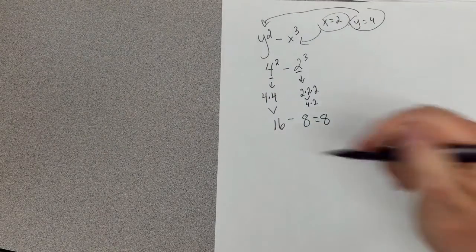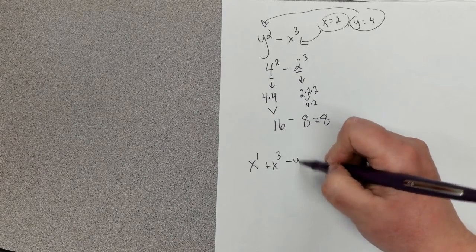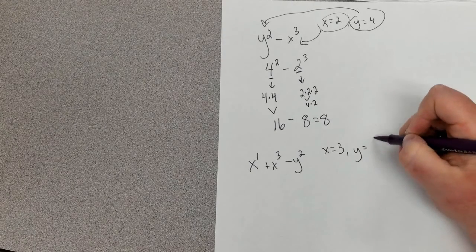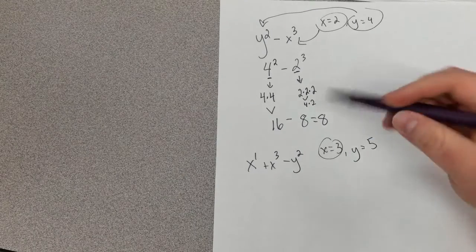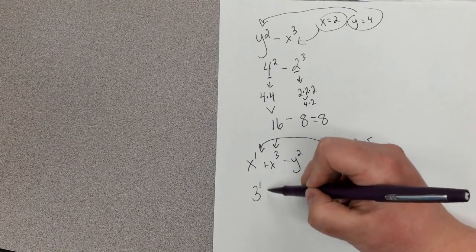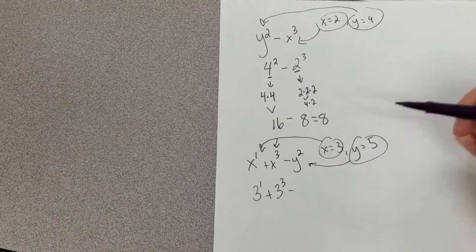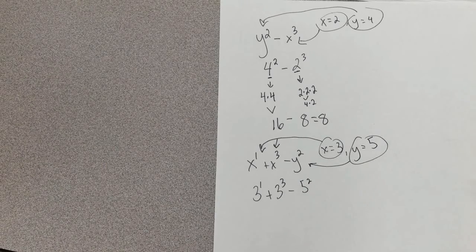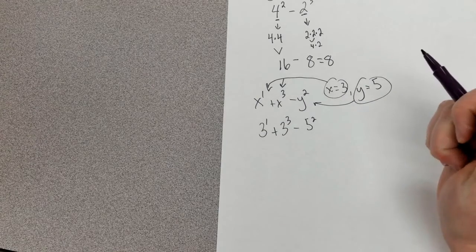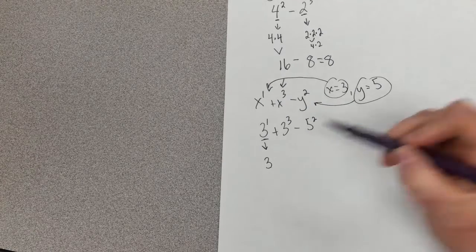Now the second one is x to the first plus x to the third minus y squared when x equals 3 and y equals 5. Same thing, I'm going to put in the x here and here. So now I have 3 to the first plus 3 to the third. And this y is going to just go right there, 5 squared. Now, we talked about an exponent of 1 on Monday. And so when you have an exponent of 1, it's just going to be whatever your base number is. So this is just going to be 3.